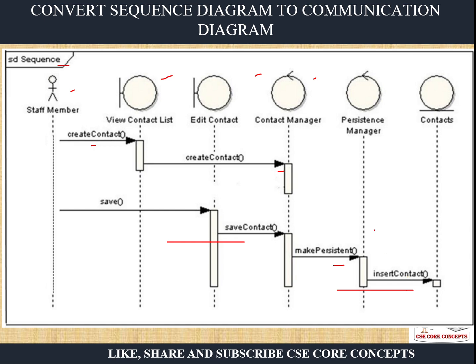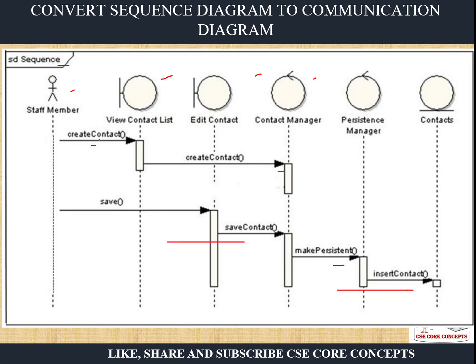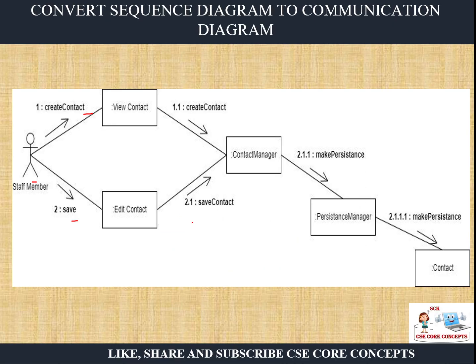Now this same sequence diagram you want to show as a communication diagram. So you have a staff member. He can either view a contact or edit a contact. See, for view a contact, you can either create a contact, or if your contact is already there, you can directly edit that contact. So both you can do. You can see here both are done. There are two ways, right?